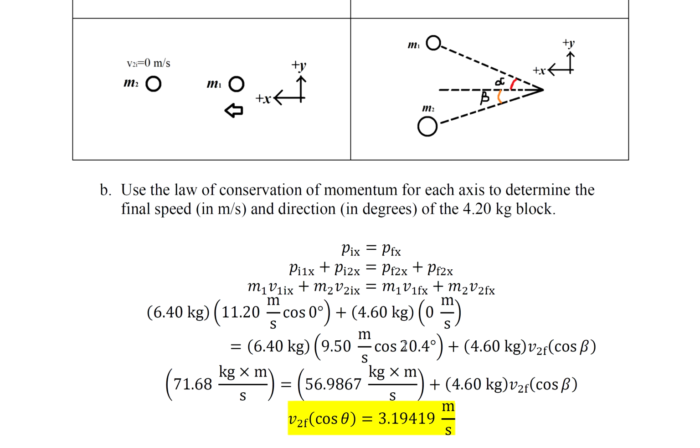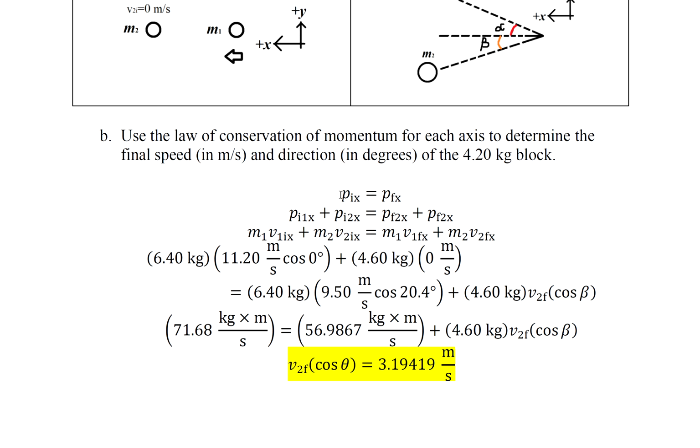So part B, use the law of conservation of momentum for each axis to determine the final speed and direction of the 4.6 kilogram block. So first, use the law of conservation of momentum in the horizontal direction. In the beginning, we have two objects. In the end, we have two objects. We know P equals mv. Substituting our values. Now we get one equation with two unknowns, and I highlighted it in yellow.